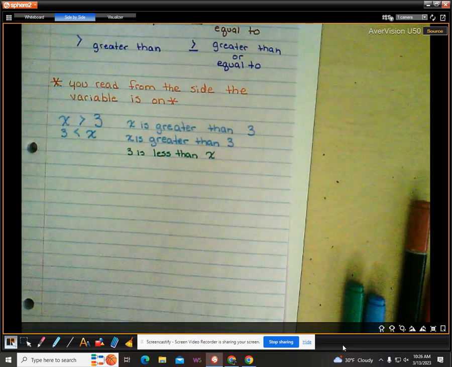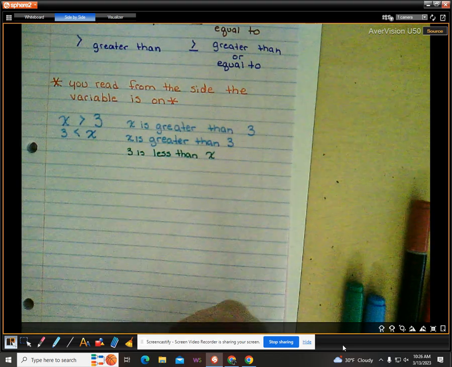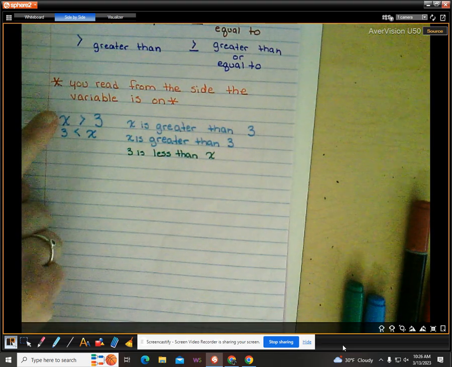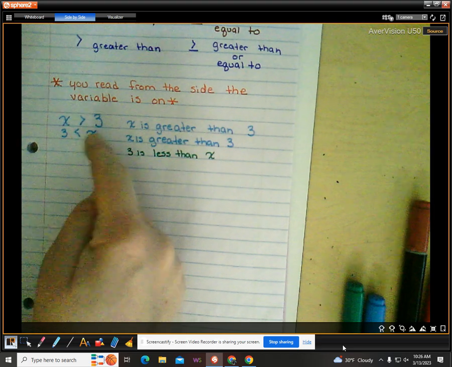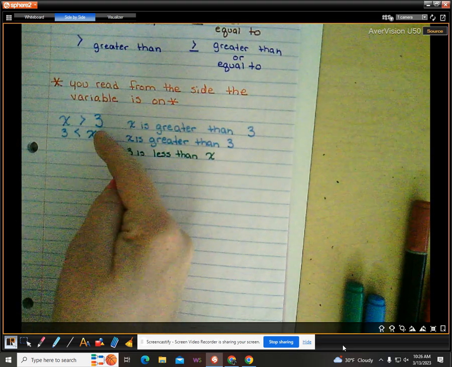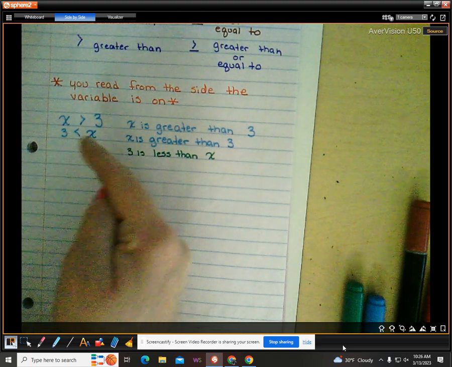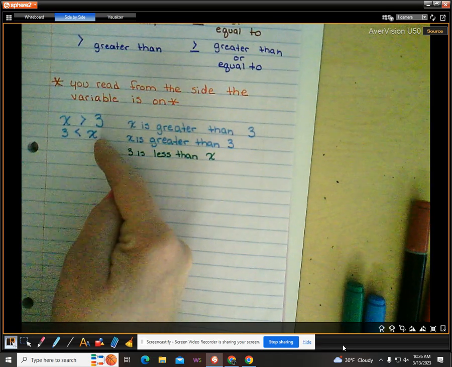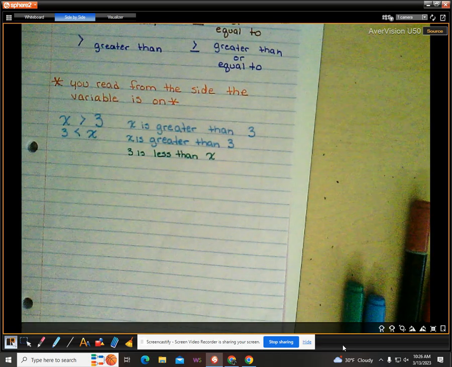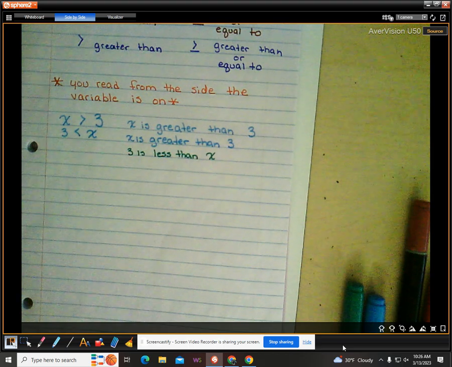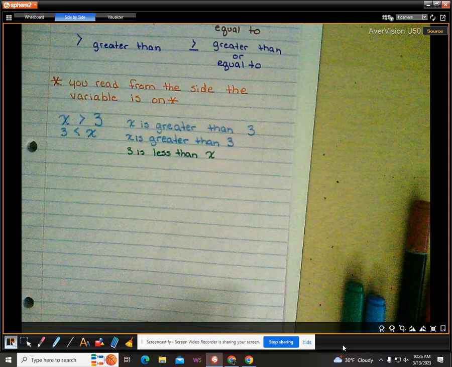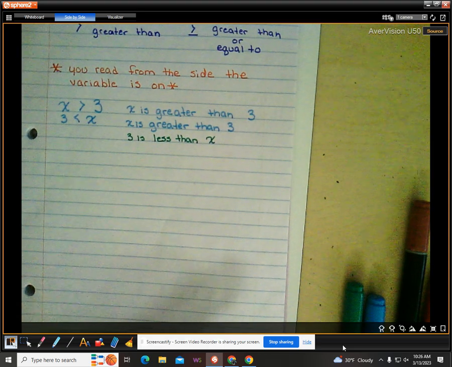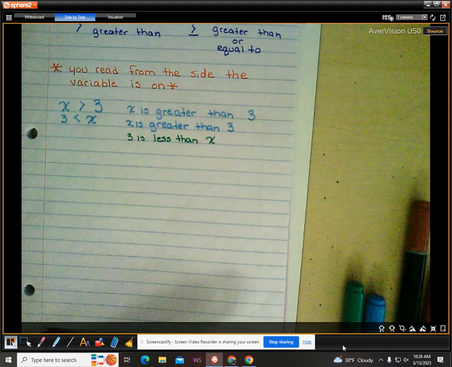If you're reading it from the side that has the variable, this would be read as x is greater than 3, because you're reading from the side that has the variable and it's opening towards the x. Okay? So what we are going to look at is actual equations that use inequality signs.